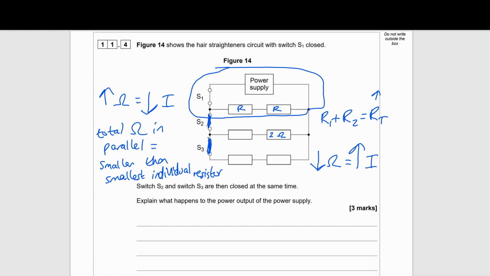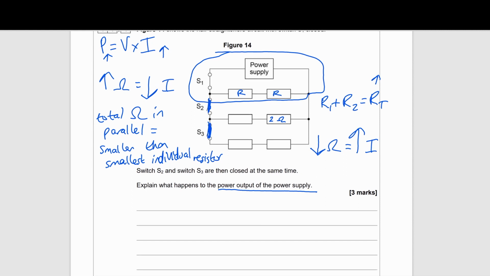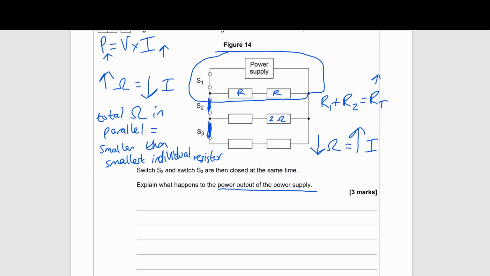So what does that do to the power output of the supply? Then we've got to think about our equation that links power and current together. Again, we've mentioned that equation. Power is equal to potential difference times current. So if our resistance is lower and our current is higher, what does that do to our power output? That will increase it. So we just need to say all of that in words to gain our marks.